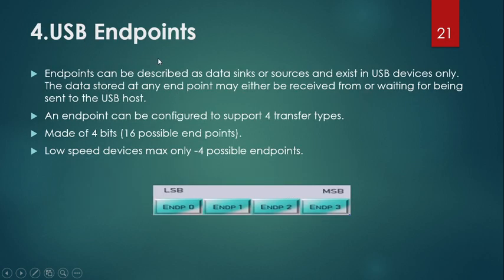The next field is the USB endpoint. Endpoints can be described as a data sink or data source and exist in USB devices only. The data stored at any endpoint may either be received from, or waiting to be sent to, the USB host. It is an endpoint of data transfer, and it can support all 4 transfer types that we have already seen. This field is made up of 4 bits, so there can be a maximum of 16 endpoints, and for low speed devices only 4 possible endpoints.